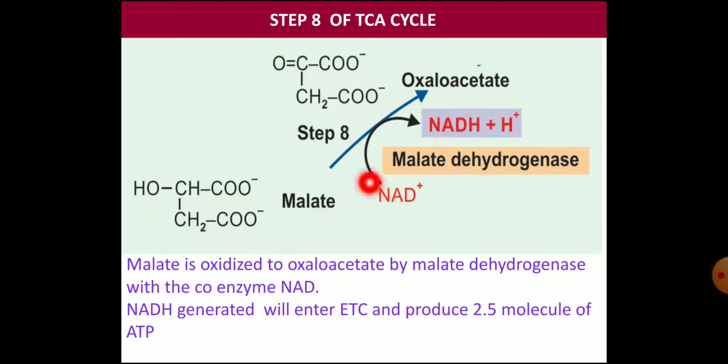Again the coenzyme is NAD. NAD is converted to NADH plus H plus, and it goes to the electron transport chain, where it is converted to 2.5 molecules of ATP. So 7.5 molecules of ATP we have already studied. Then again 2.5, that is a total of 10 molecules of ATP is produced from one cycle of reactions.